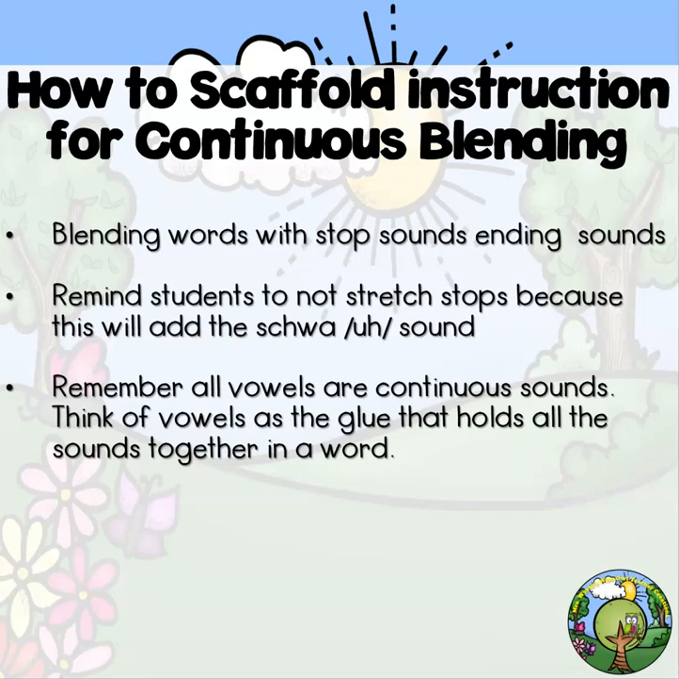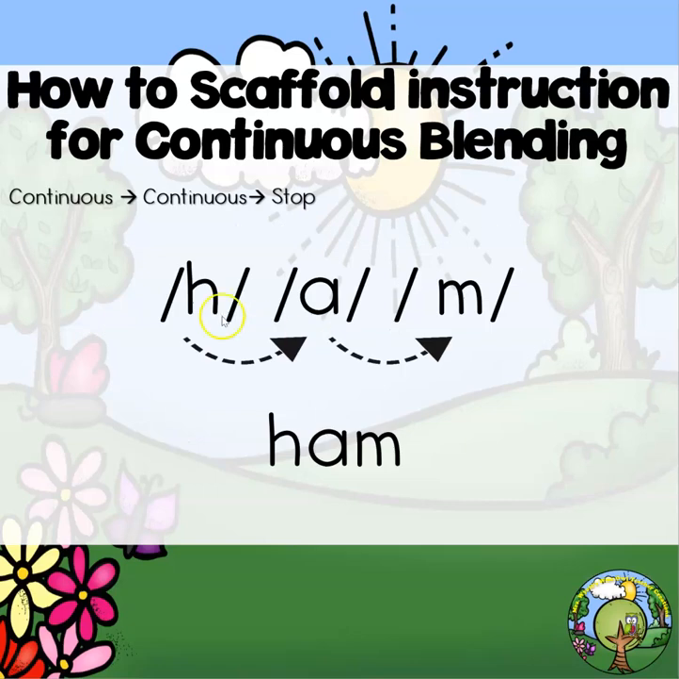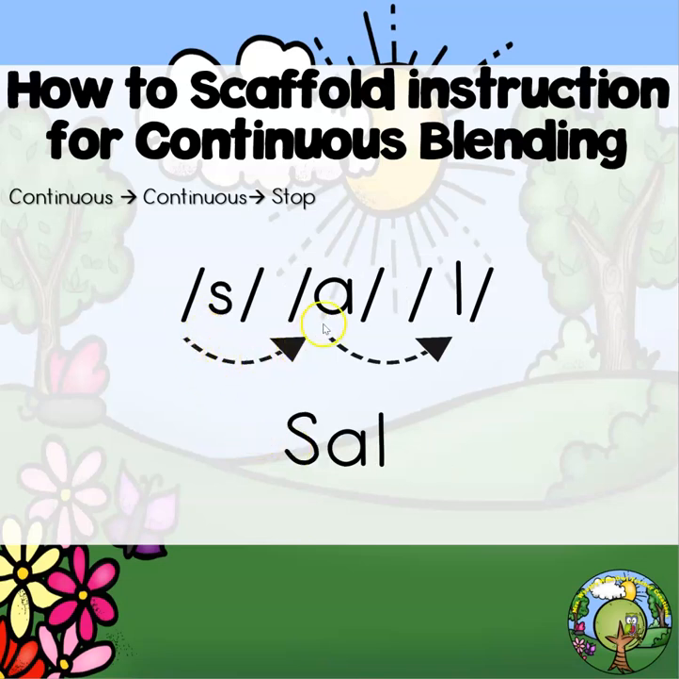The next scaffolding instruction that you're going to do is blend words that have a stop sound at the end of the word. You want to remind students to not add that schwa to it, so they want to clip that sound, because we don't want to add any extra sounds to our words as we're reading. In these words, you're going to have a continuous, and then a stop sound. It would sound something like this. Am. Ham. Let's look at one more. Ow. Sow.